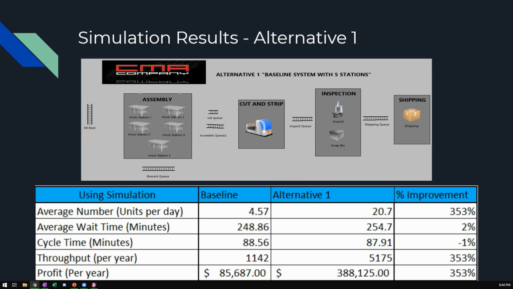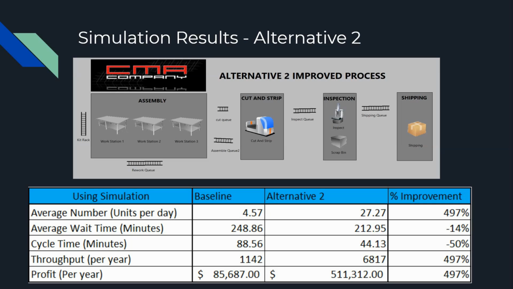The result from our simulation for alternative 1, where the baseline process is used with the addition of 4 workstations and workers, is that we are able to meet the demand of our yearly throughput. The daily throughput is increased from 4.57 loopbacks to 20.7 loopbacks per day, which is an increase of 353%. While this meets our yearly throughput, there is an increase in overhead through the addition of 4 employees to make our goal, which we'll go over in our financial analysis.